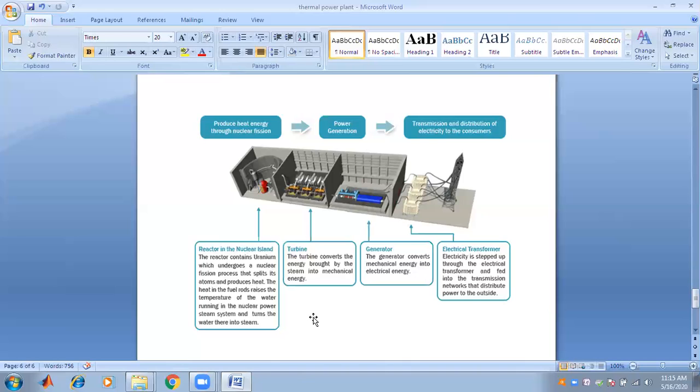The steam is now sent to the turbine, where the energy brought by the heated steam will be converted into mechanical energy. The turbine is connected and acts as a prime mover to the generator, and the purpose of the generator is to convert that mechanical energy transmitted from the turbine into electrical energy, followed by the transmission process. Step up transformers transmit the generated electrical energy into the transmission networks, which distribute the power to the outside. The site choice factors are the same.